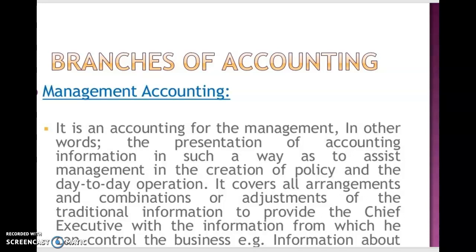The other important branch of accounting is known as management accounting. As I shared with you, management has the basic functions of planning, decision making, controlling, organizing the resources. So for that they need the information. That branch of accounting which provides the information to the management for their different purposes like planning, organizing, decision making, staffing, controlling, budgeting, reporting, that is known as management accounting. It is accounting for the management.